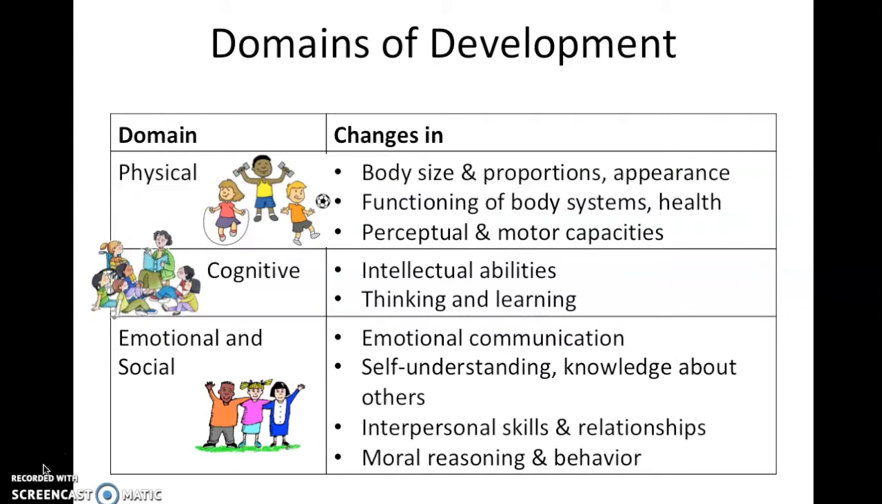Another way researchers organize developmental information is to break it down into the 3 major domains: physical, cognitive, and emotional and social. The physical domain includes changes in body, health, and nutrition, and perceptual and motor skills development. Cognitive development covers intellectual ability, such as thinking and learning skills. Emotional and social development includes interpersonal and intrapersonal development, so the understanding of self and relationships to others.